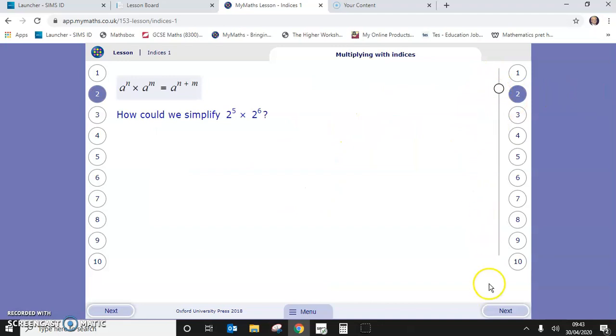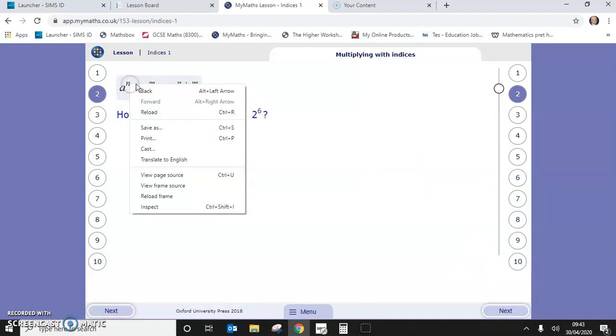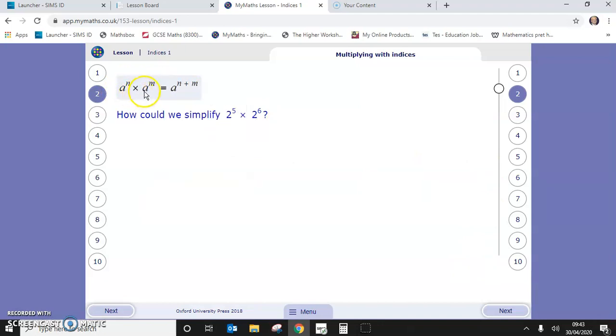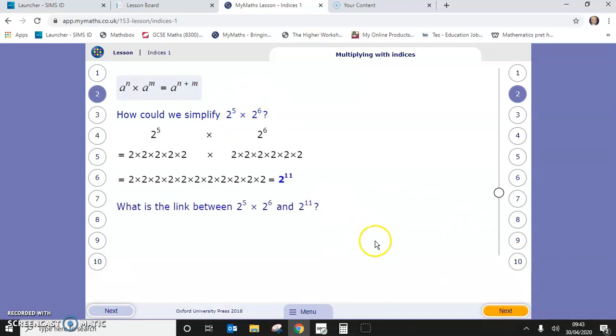Remember, you're working through the whole of the progress bar on the right hand side. So any number to a power multiplied by the same number to a different power, we just add the powers together. So 2 to the power of 5 times 2 to the power of 6. If we expand that out, that would be 11 in total. So count up the number of 2s, it is 2 to the power of 11.